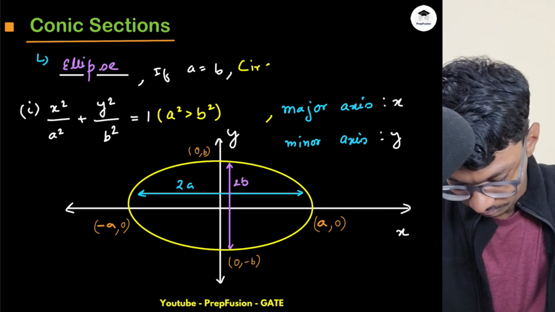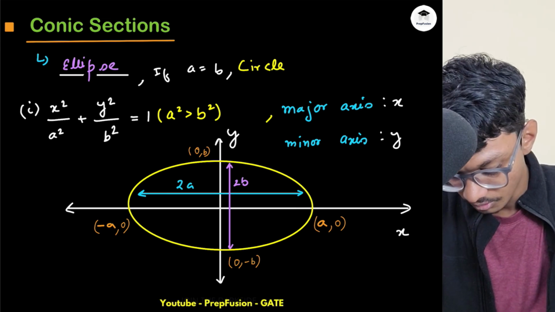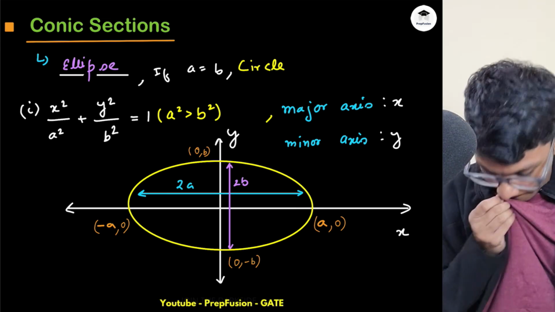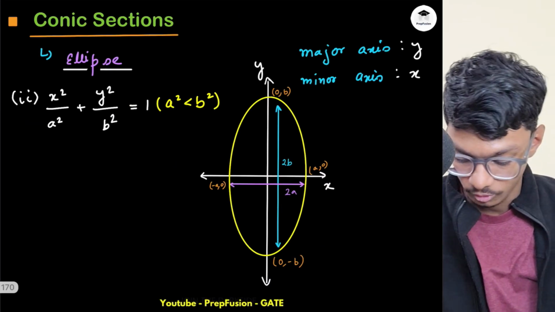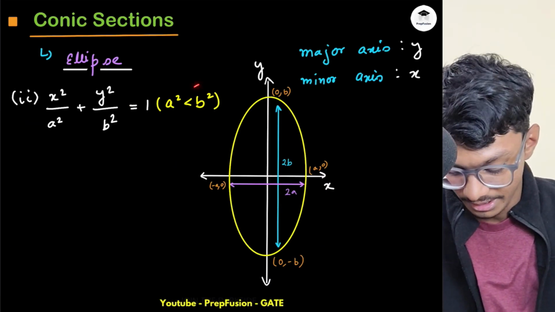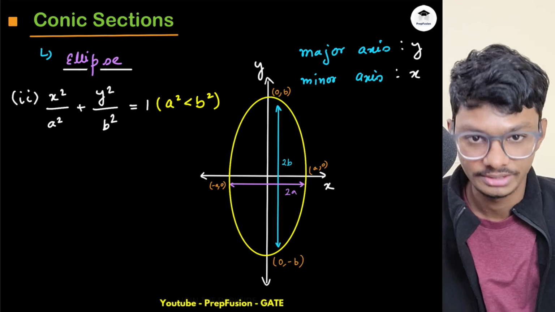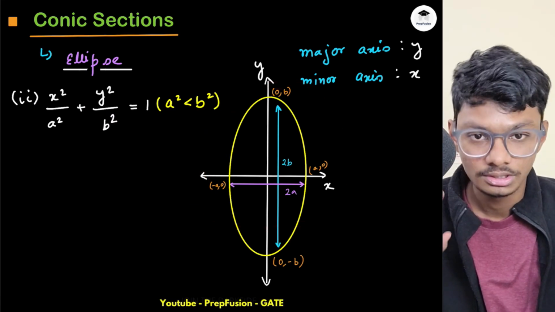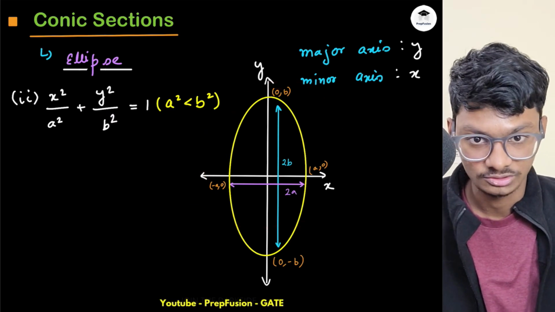We get a circle. Okay, so yeah, this is what we get. Next, let me go to another ellipse. So this time my b square is greater than a square. Basically, the denominator of b square is greater than a square. That means the major axis will be the y axis and the minor axis will be the x axis.